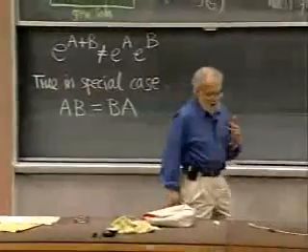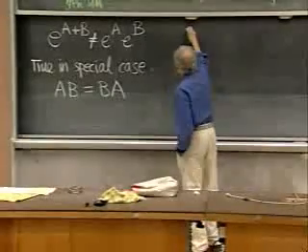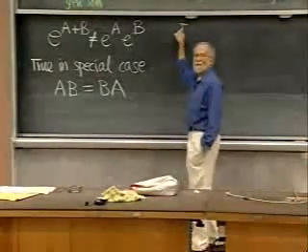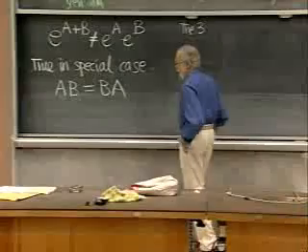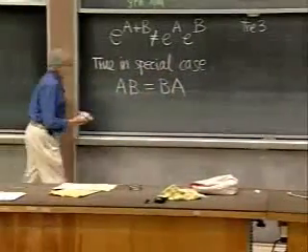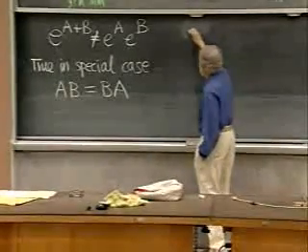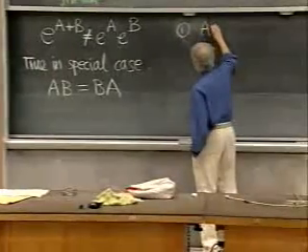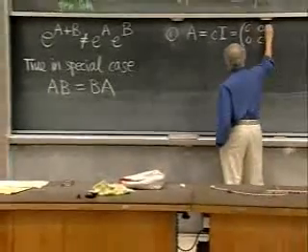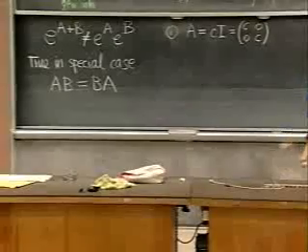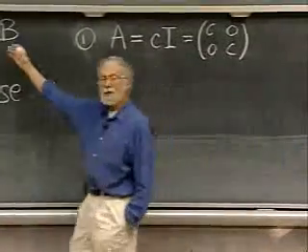But there are three cases of the lucky accident which you should know. So the three most significant examples are, example number one, when A is a constant times the identity matrix. In other words, when A is a matrix which looks like this. That matrix commutes with every other square matrix. If that's A, then this law is always true, and you're allowed to use this.